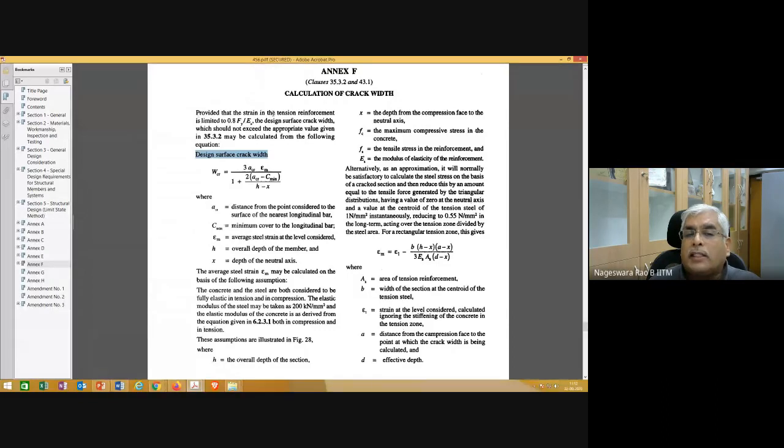So provided that the strain in the tension reinforcement is limited to 0.8 Fy divided by Es, the design surface crack width should not exceed the appropriate value given in this clause of code, and may be calculated from the following equation. So design surface crack width is calculated using this as per IS 456, okay? It is actually taken from British standards, and as I mentioned, if somebody is interested in the discussion about this equation, they can refer to Devadas Menon's book.